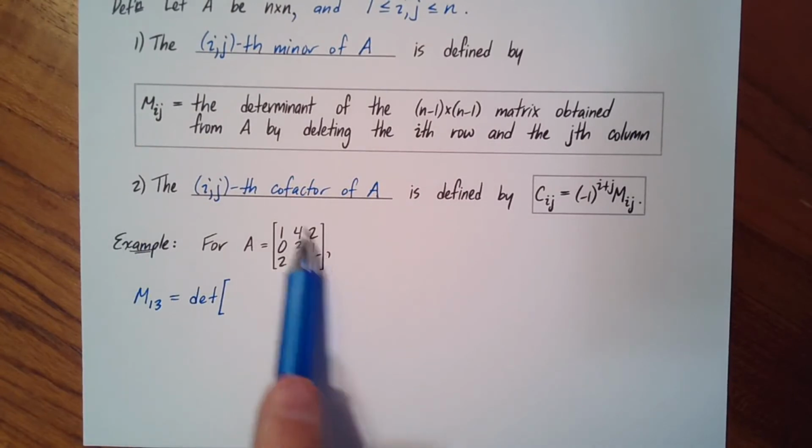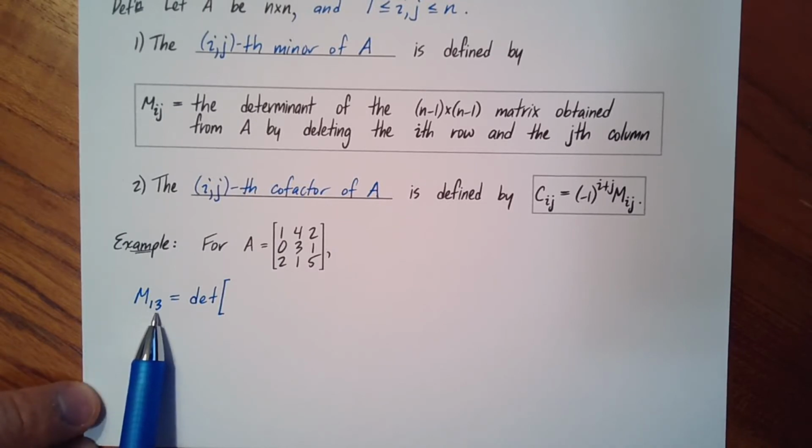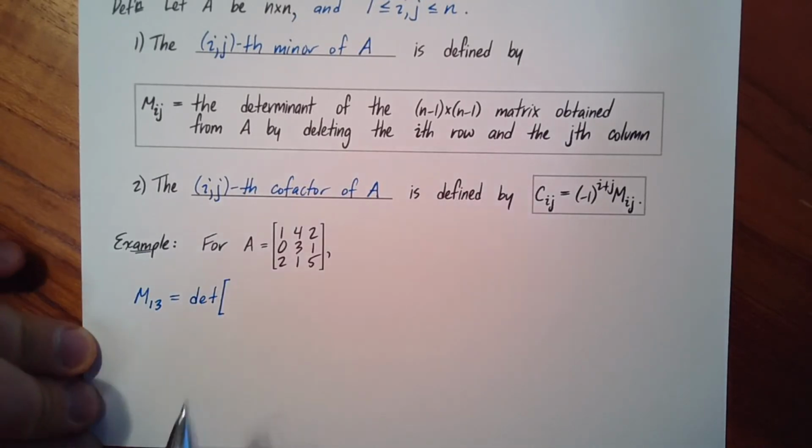So we started with a 3 by 3 matrix, but the 1 and the 3 down here are telling us we're going to delete the first row and we're going to delete the third column, and then take the determinant of the matrix that we obtained from doing that.